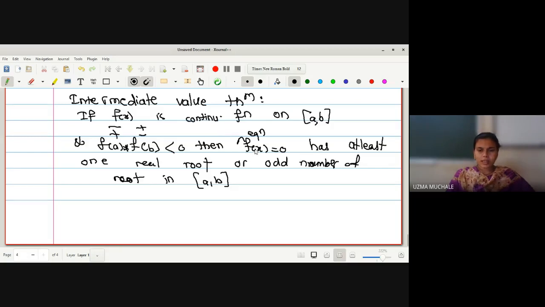Then the equation f of x has at least one real root or an odd number of real roots in the interval a to b. No doubt we'll consider only one real root because we need only one real root. Okay.